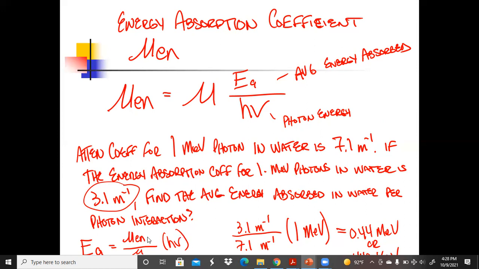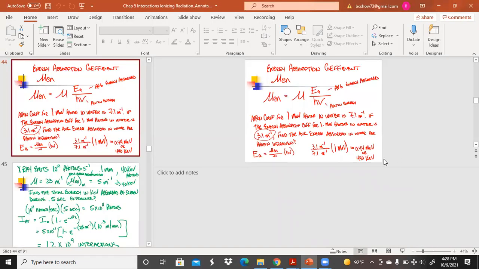So we know what this value is, we know what this value is, and we do the division here. Once we have that, multiplying it by 1 MeV, since that's the energy, we come up with the energy absorbed in water: 440 keV.